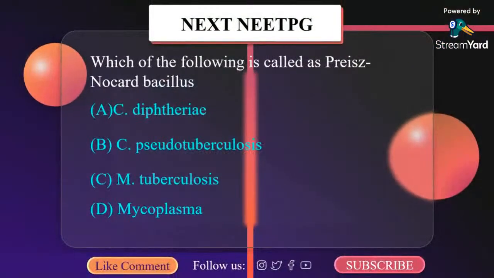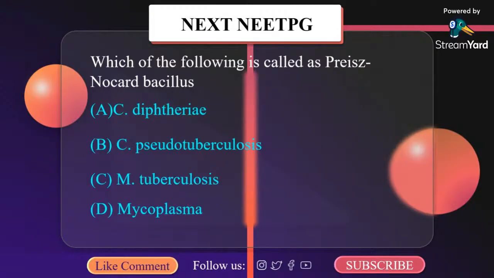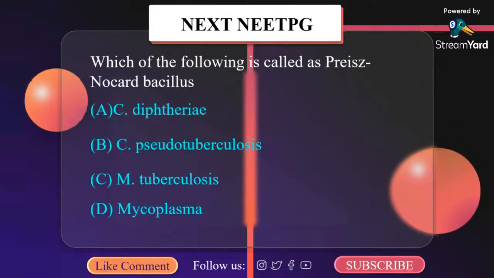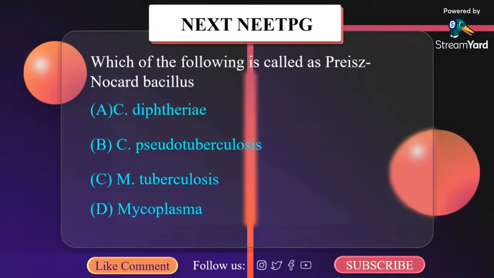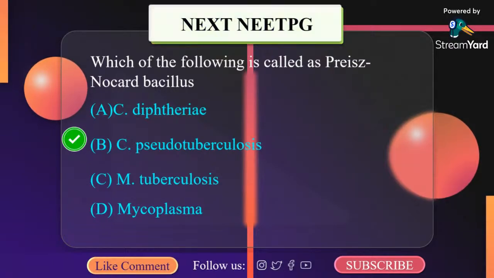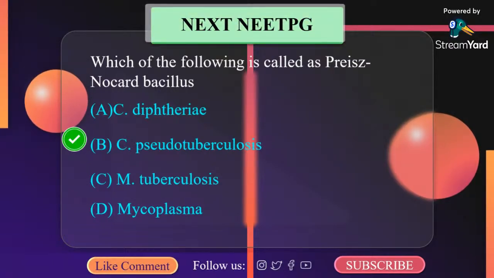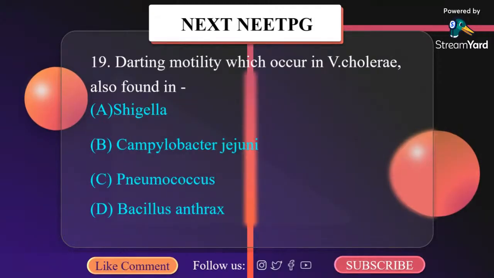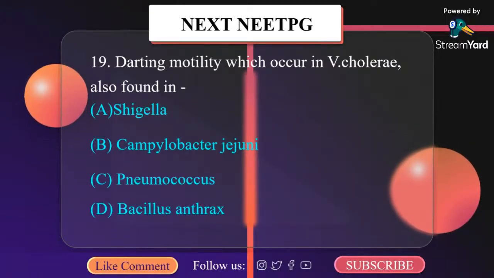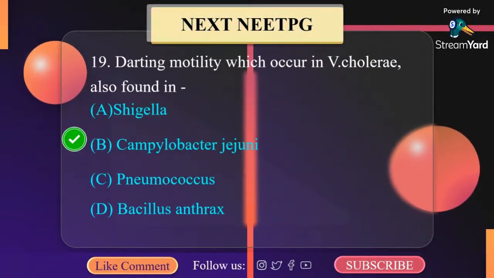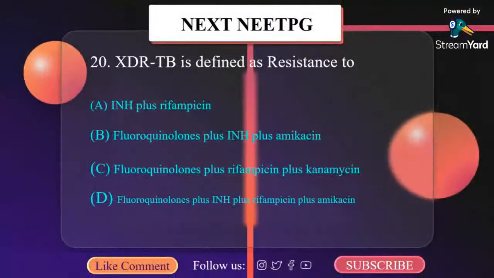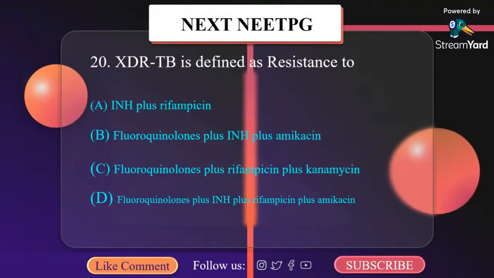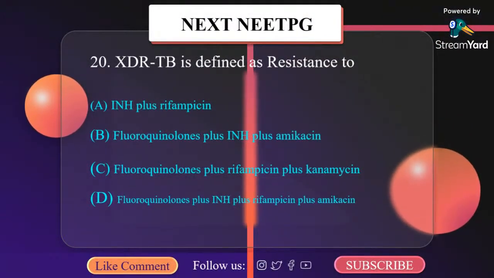Which of the following is called pretibial cardiovascularis? A. Corynebacterium diphtheriae, B. Pseudotuberculosis, C. M. tuberculosis, D. Mycoplasma. C. Pseudotuberculosis. Darting motility which occurs in Vibrio cholerae is also found in A. Shigella, B. Campylobacter jejuni, C. Pneumococcus, D. Bacillus anthracis. It is Campylobacter jejuni. XDR-TB is defined as resistance to fluoroquinolone plus INH plus rifampicin plus an aminoglycoside.